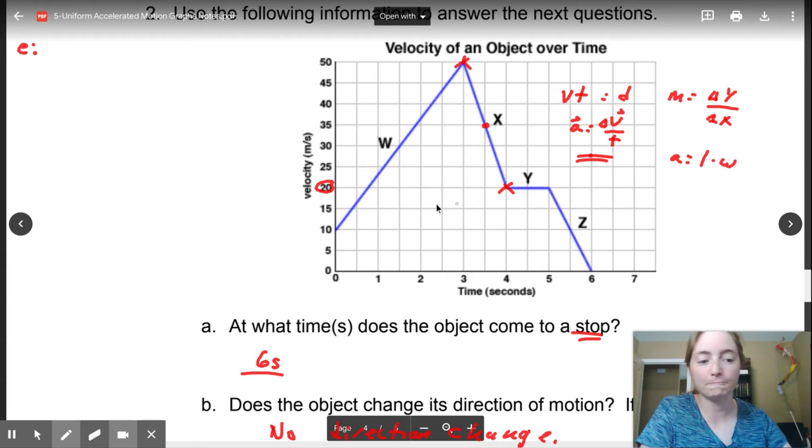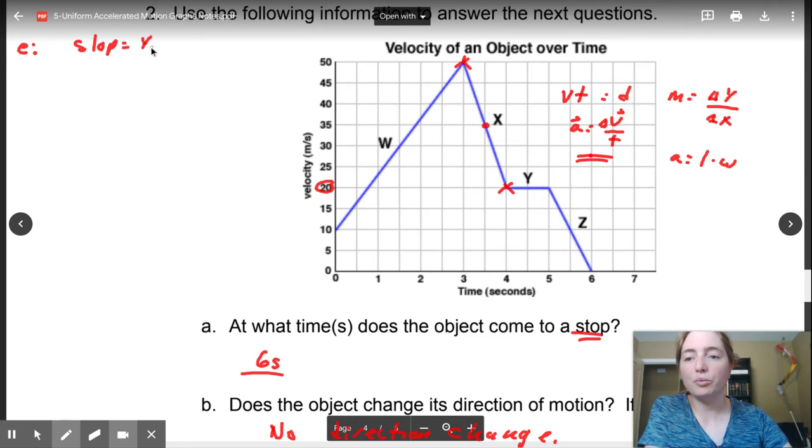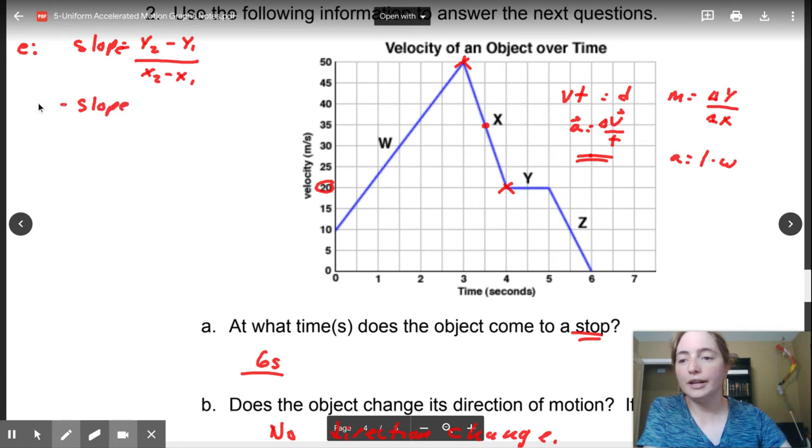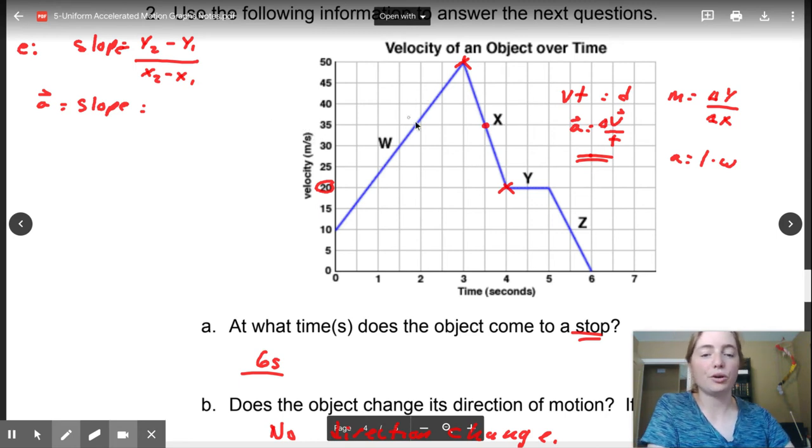So much easier. Okay. Well, I need to calculate my slope, which is equal to y2 minus y1 over x2 minus x1. That is a slope. And you can even write your acceleration is equal to slope like that. Now, y2. When you're picking your points as to which is the first and which is the second, your first point is going to be the one closest to 0 on the x. So that is going to be point 1 and that is going to be point 2.